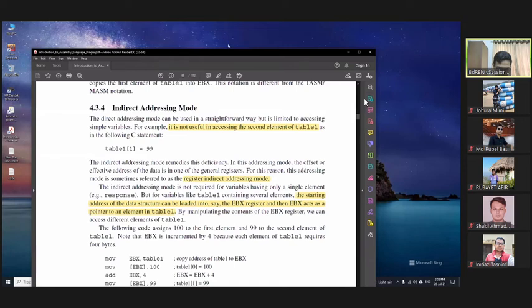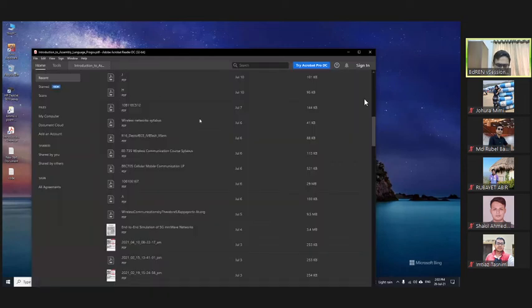Picture or images. It will be better if I can show you the images.